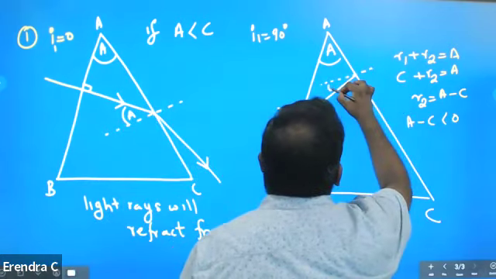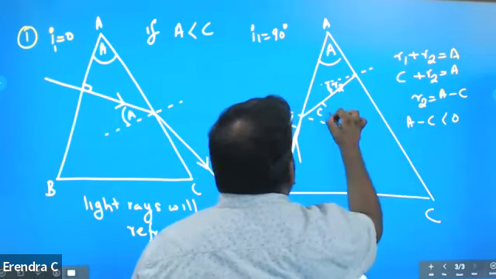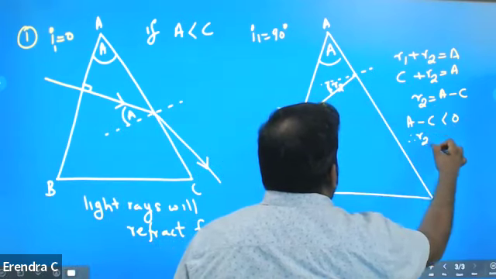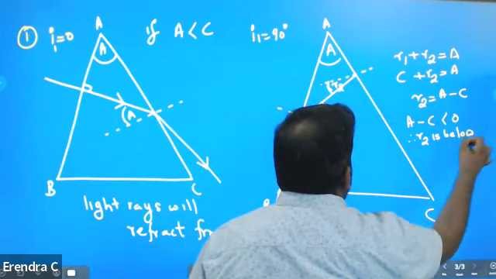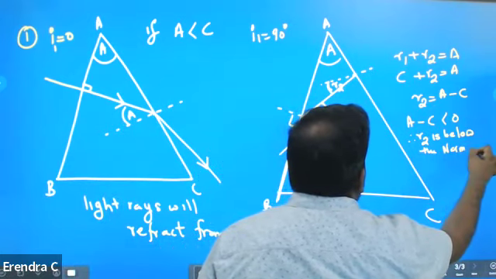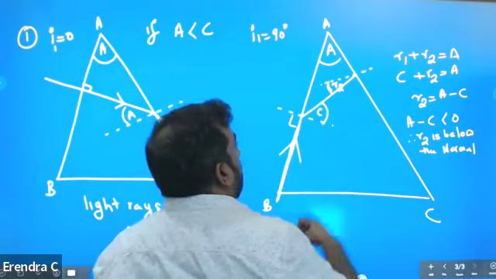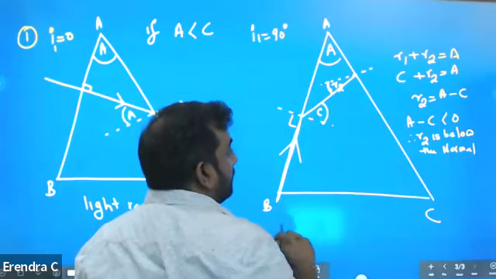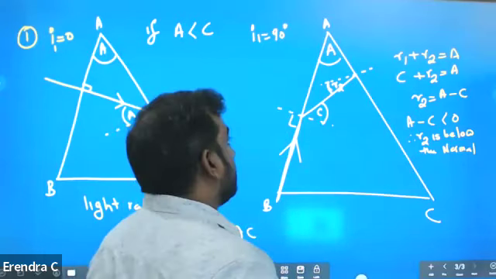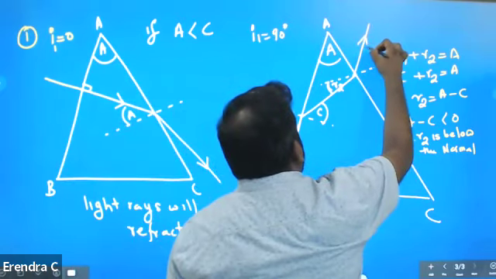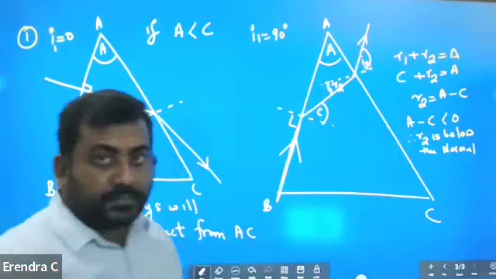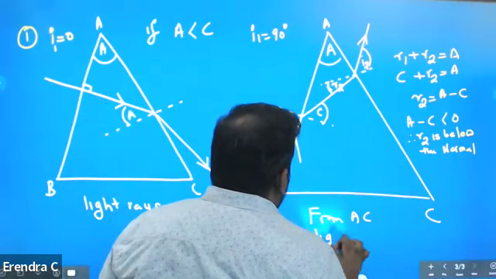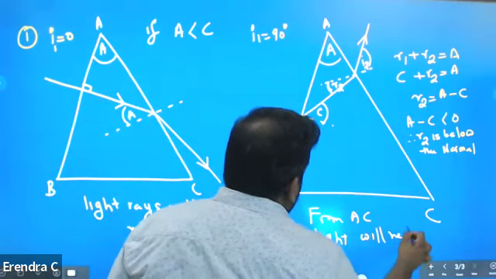Now can you see? R2 is below the normal. So R2 is going to be A minus C. A minus C negative means smaller, because A is smaller than C. So A minus C will be even smaller. So refraction will take place out. So from AC, light will refract out.